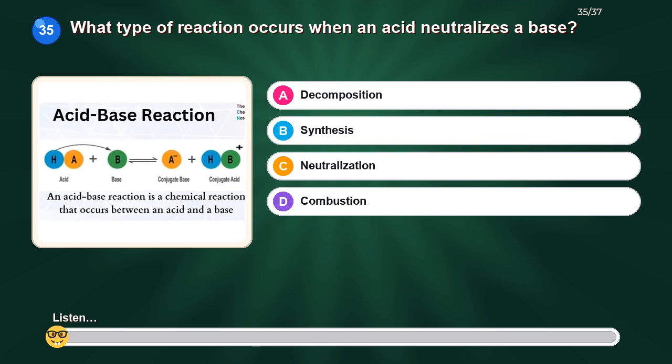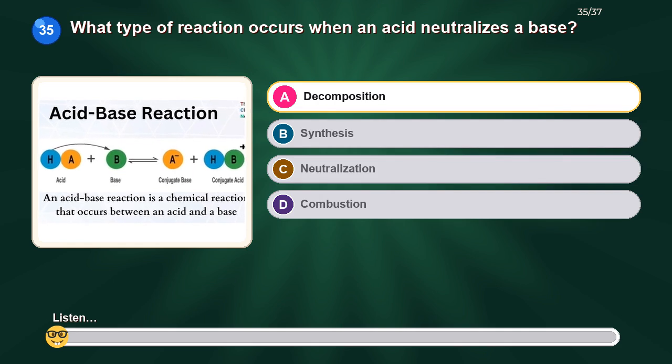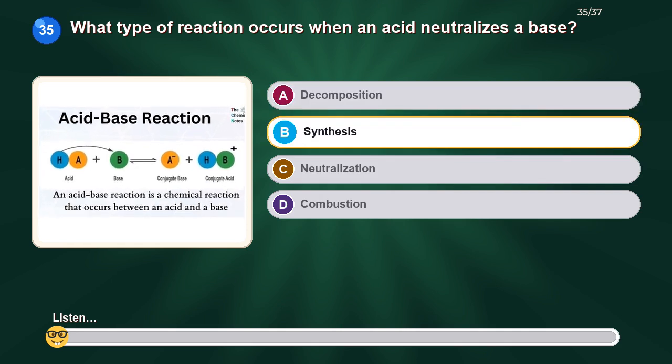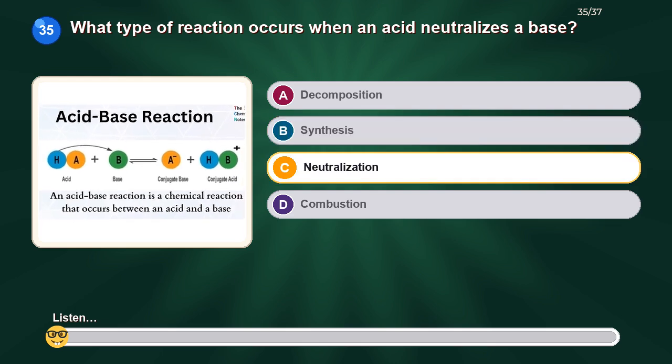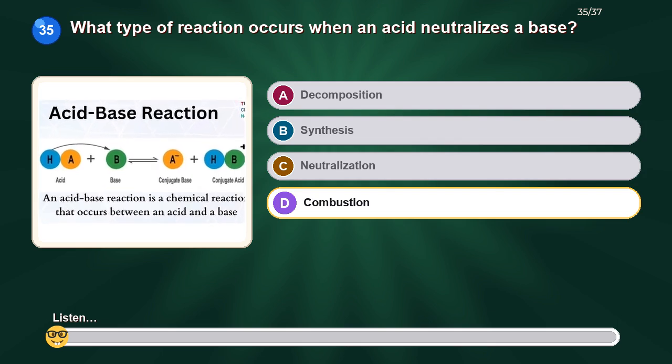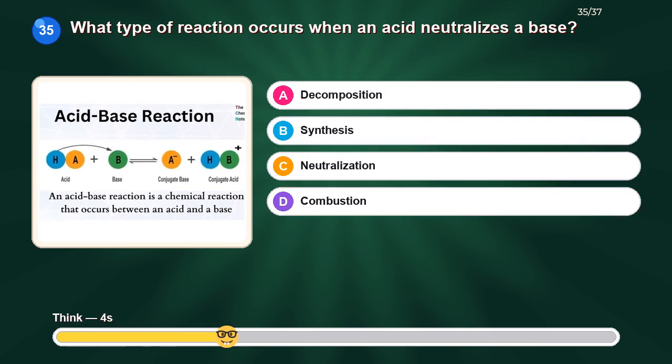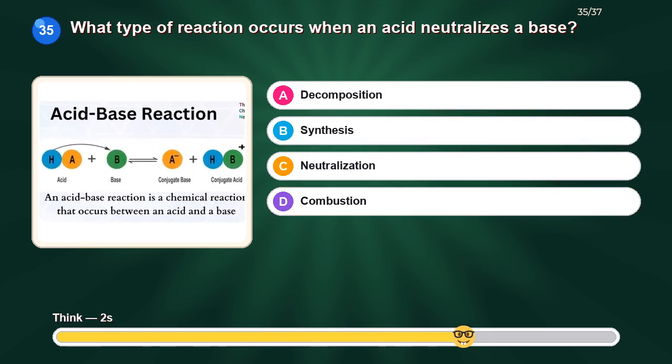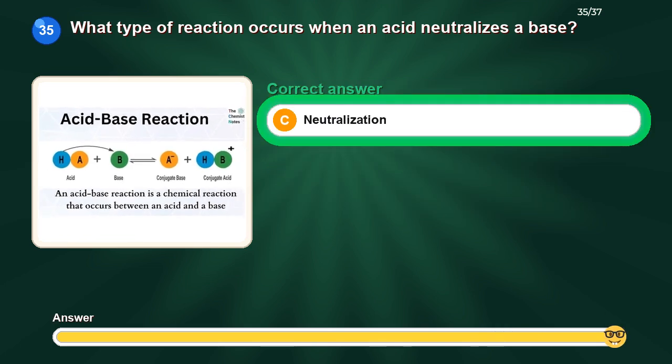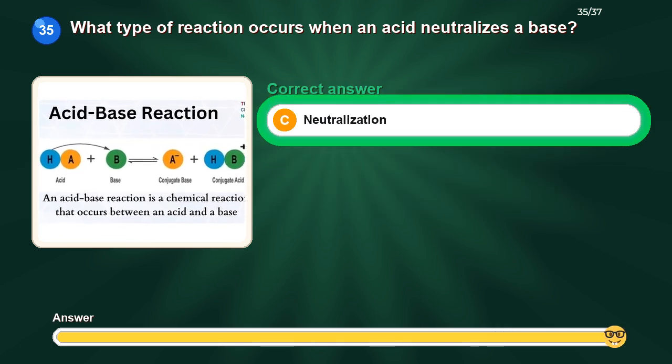What type of reaction occurs when an acid neutralizes a base? Option A, decomposition. Option B, synthesis. Option C, neutralization. Option D, combustion. The correct answer is neutralization.